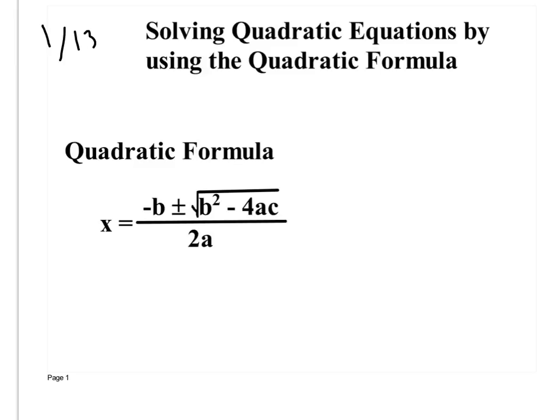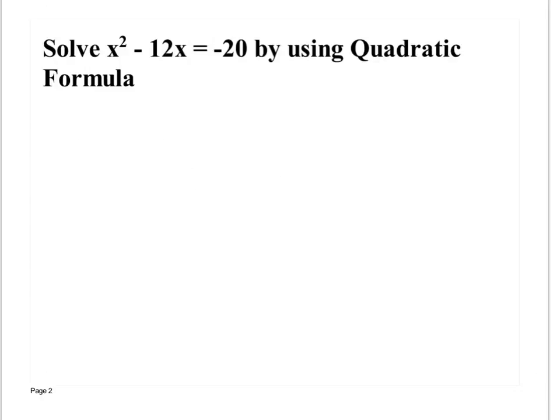You plug in those a, b, and c into this, and it tells you exactly where it crosses the x-axis. So this is how you solve quadratic equations using the quadratic formula. Any questions? So we're supposed to solve x squared minus 12x equals negative 20.